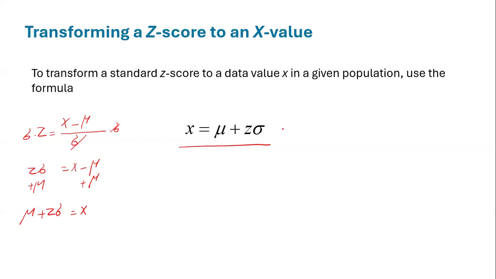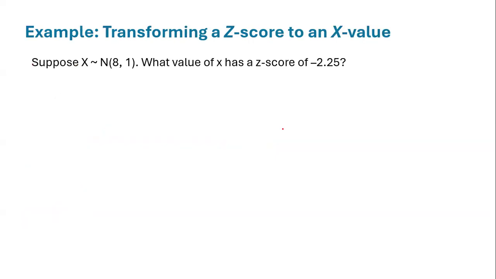So remember, so far we learned if the x is given to me, I can convert it to a z value. And if the z is given to me, I can also convert it to an x value, based on what the question is asking and what I'm trying to find. Next example says, suppose that we have a random variable x which has a normal distribution. The mean is 8 and the standard deviation is 1. What value of x? Find the x when the z-score is negative 2.25.